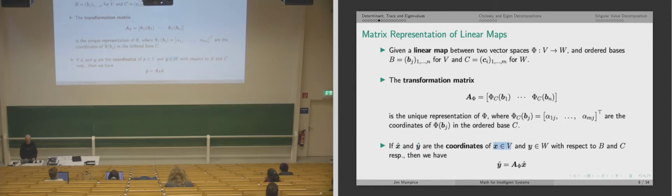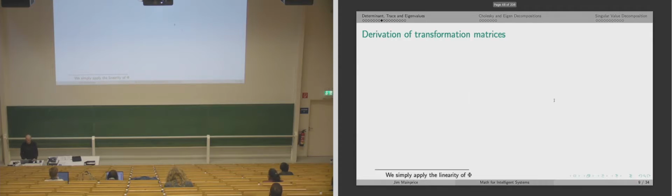can be converted one into the other by multiplying x hat by the transformation matrix. But this doesn't answer why this is the case, and this is what I wanted to talk about today, briefly. So if we consider basis vectors C and B for W and V, remember, W is the codomain, and V is the domain of our linear map.